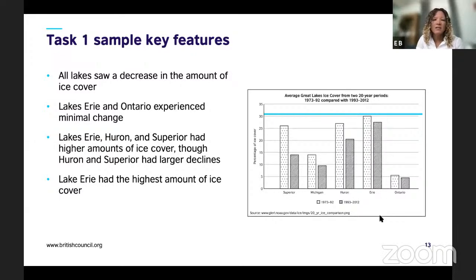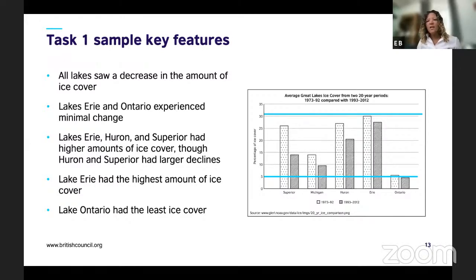Lakes Michigan, Huron, and Superior had higher amounts of ice cover, so that's 1. I'm not sure if you can see my cursor, but that's 1, 2, 3 here as well. Though Huron and Superior had larger declines in comparison to Lake Erie, which had minimal change, as we just noted. Lake Erie also had the highest amount of ice cover, while Lake Ontario had the least amount of ice cover. So these are the main data points that stick out to us when we're looking at the chart overall. These would be the key features that we would expect to be included.